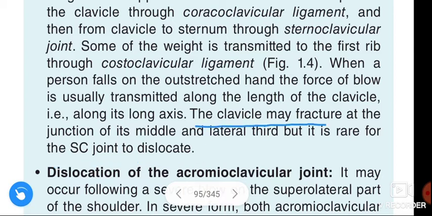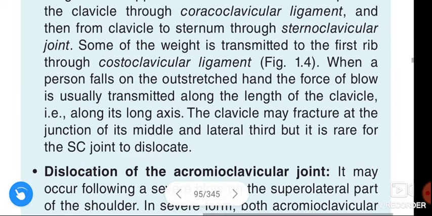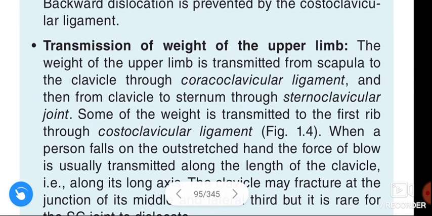The clavicle fractures at the junction of its lateral one third and medial two thirds. See here guys, this is the middle, not the medial. It is rare for the sternoclavicular joint to dislocate. This is about the transmission of weight of the upper limb.